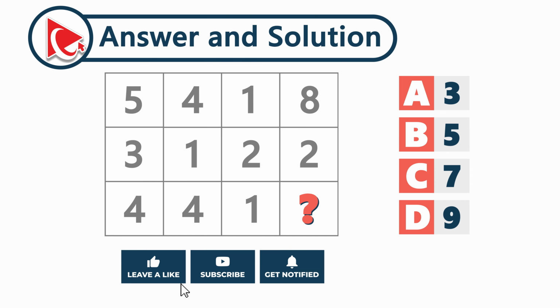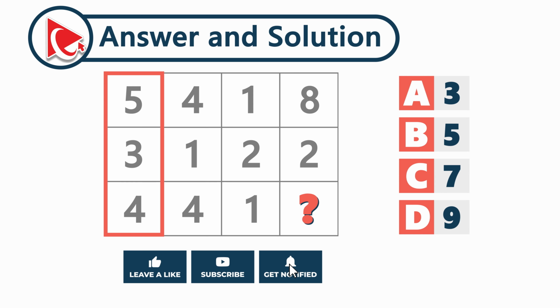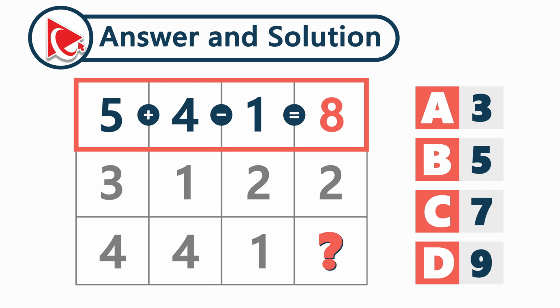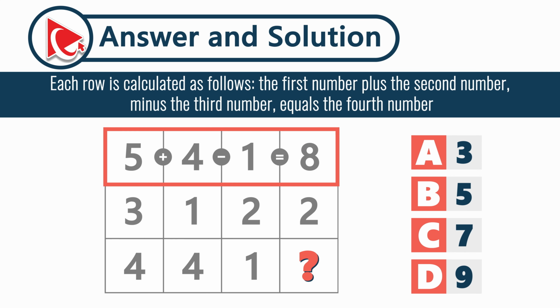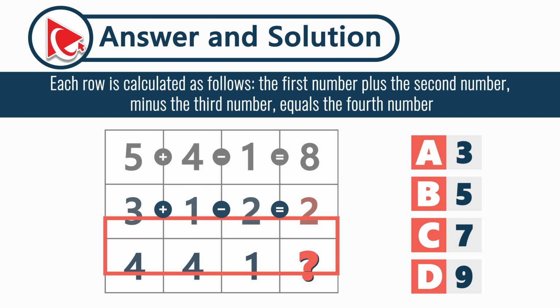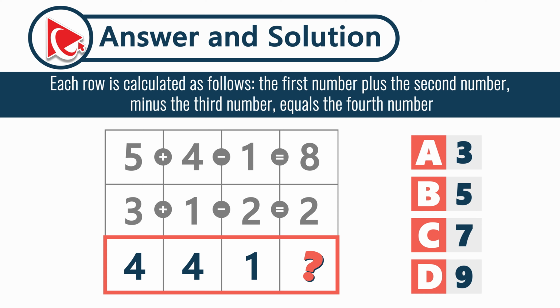The trick pattern here is simple, but it's hidden from the plain sight for most. Instead of looking at columns, look at the row instead. 5 plus 4 minus 1 equals 8. In fact, each row is calculated as follows. The first number plus the second number minus the third number equals the fourth number. Take a look at the second row. 3 plus 1 minus 2 equals 2. And now it's the magic time to calculate the missing number. 4 plus 4 minus 1 equals 7. And the correct answer here is choice C, 7.